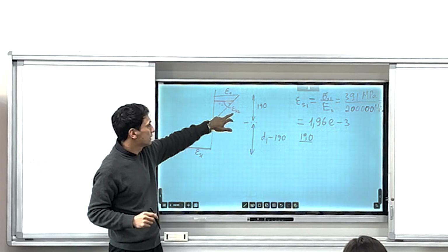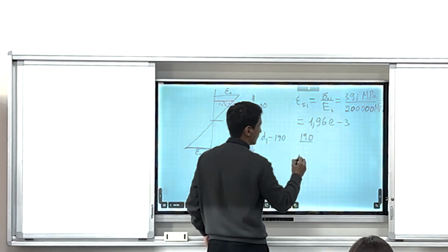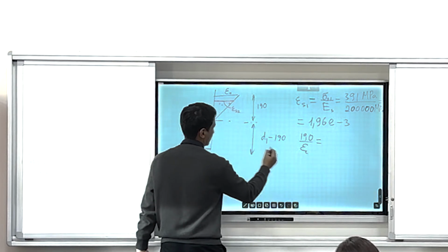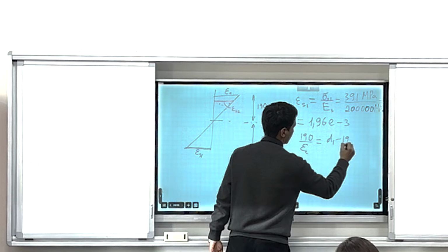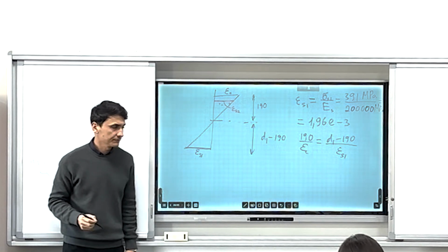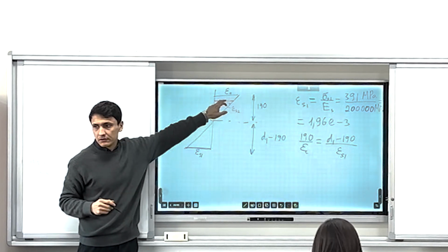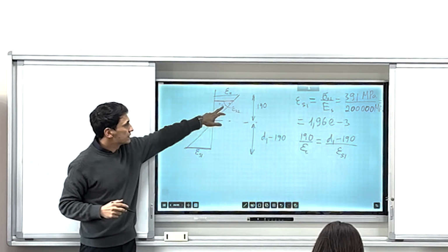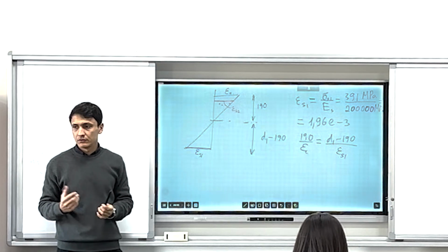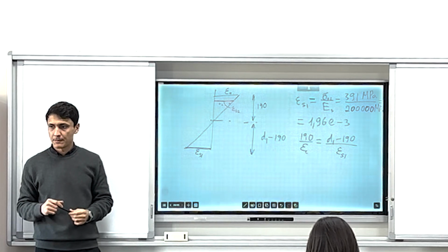If you want to find for epsilon S2, it will be less than 190. So now let me find first for the concrete. It will be 190 divided by epsilon C is equal to D1 minus 190 divided by epsilon S1. Because we want to find epsilon C, strain at the concrete at the top, and strain at the top rebar. We don't know what the strain is. By knowing the strain, we're able to find stress. The relation of the ratio.